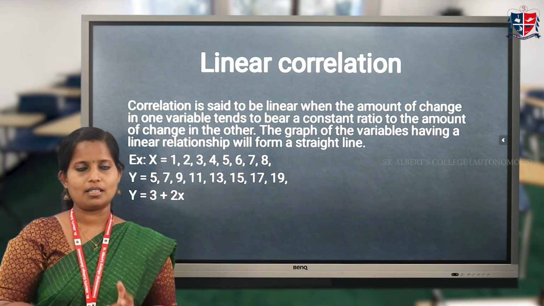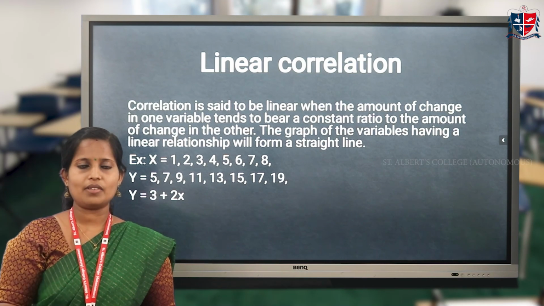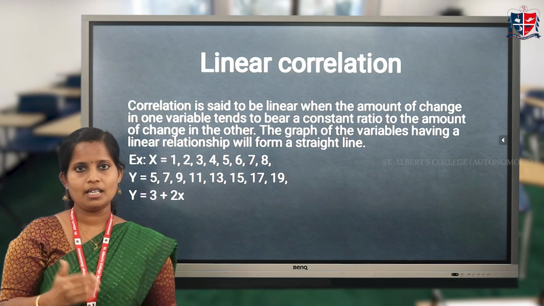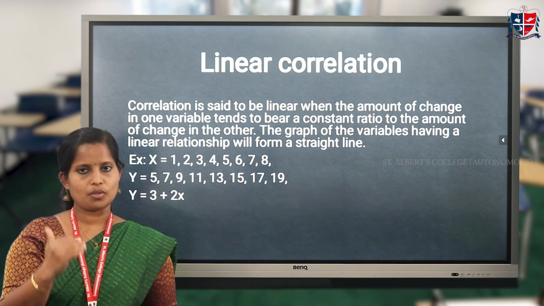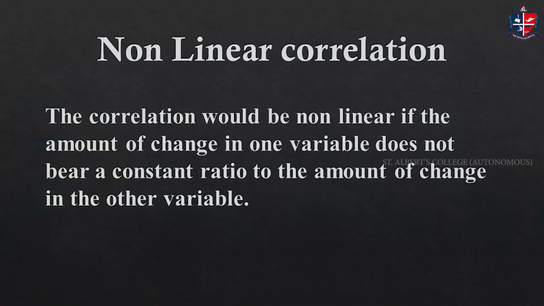So this particular type of correlation does not just mean that there is a decrement or an increment. If there is a change in one variable, there should be a change in the other variable, and it should follow some constant pattern. It can be a decrement or an increment, whatever it is, but it should follow a particular constant pattern. So that is what we mean by linear correlation.